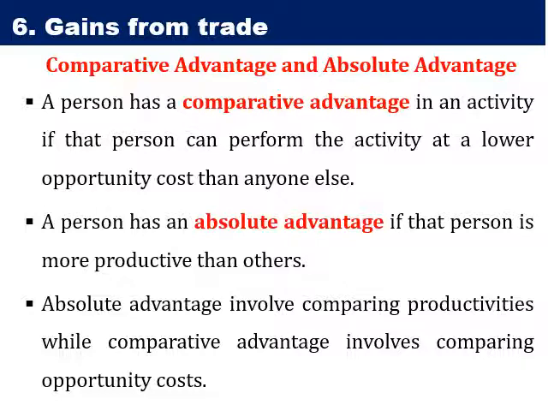So, what about the absolute advantage? We can say that a person has an absolute advantage if the person is more productive than others in doing all activities. This means that this person can outperform others in many activities or even in all activities. To summarize, absolute advantage involves comparing productivities, while comparative advantage involves comparing opportunity costs. So now let's clarify this with an example.